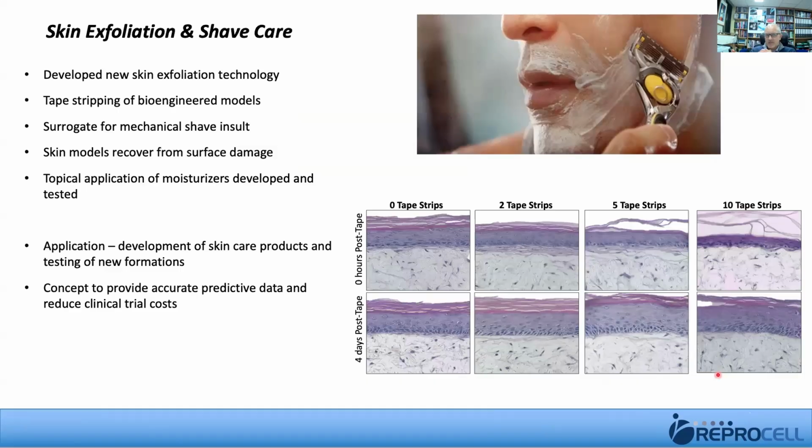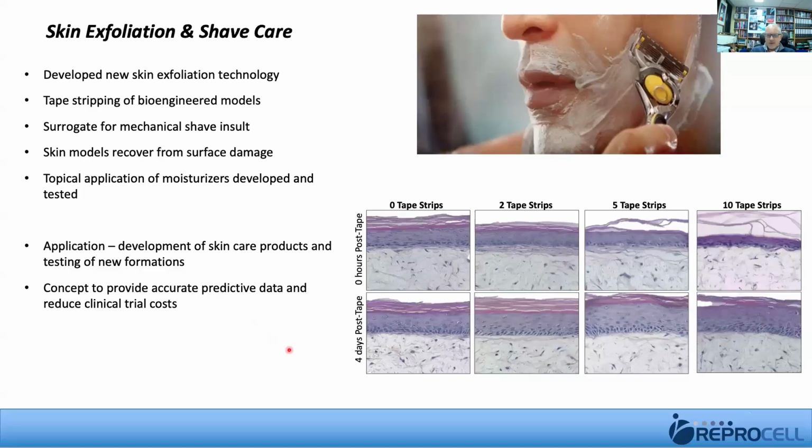These models are robust, and you can interfere with them from the surface. In this case, we've got an example of tape stripping. This is a process which is often used in the clinic to collect the stratum corneum, and we can tape strip down to the glistening layer, just like in the clinic as well. As you can see from the data at the bottom here, this is after 0 hours of tape strip, where after 4 days of the tape strip, you see that the model has recovered.